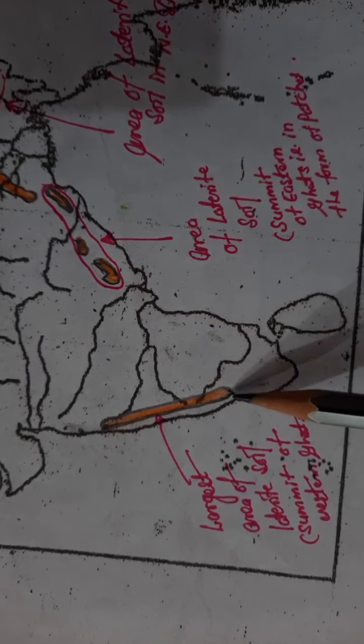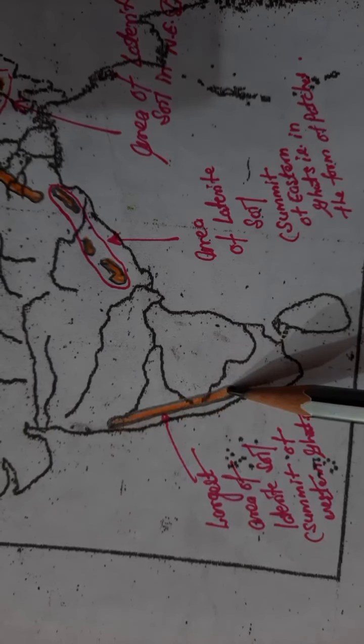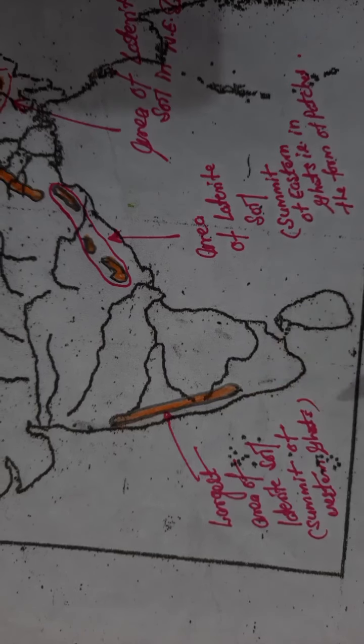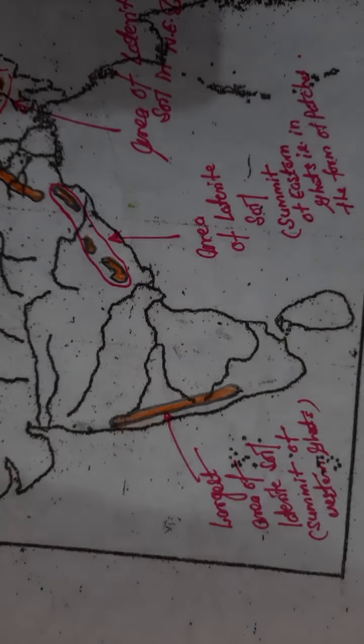And this is one of the longest areas of the laterite soil, that is the summits of Western Ghat. So if the largest area is asked, then this option in the Western Ghat. So the largest area of laterite soil is the summit of Western Ghat.